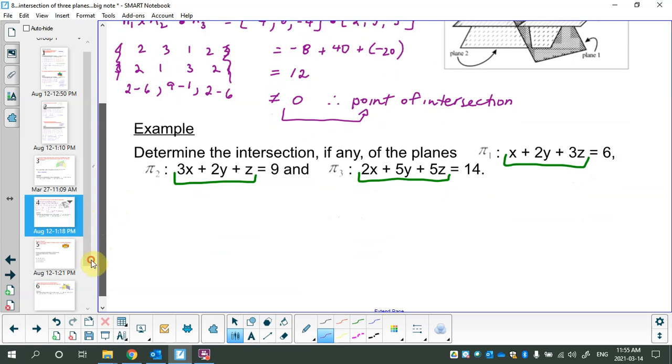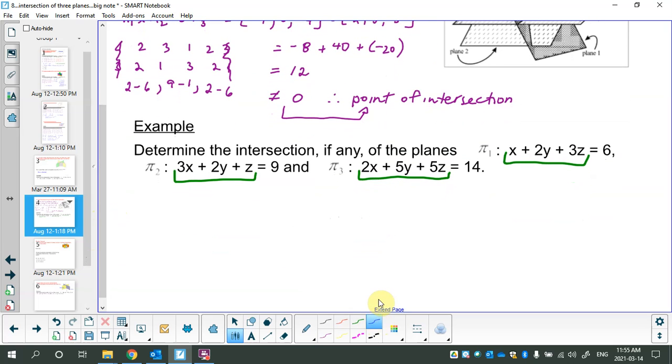So I'm going to do this in blue pen, maybe a little bit of green. So x plus 2y plus 3z equals 6.